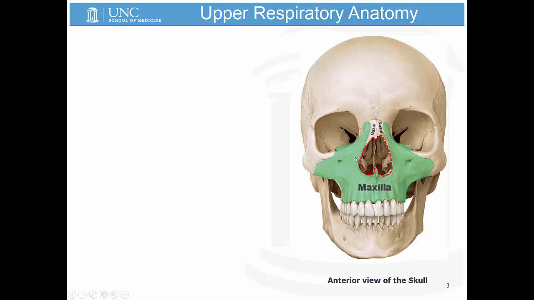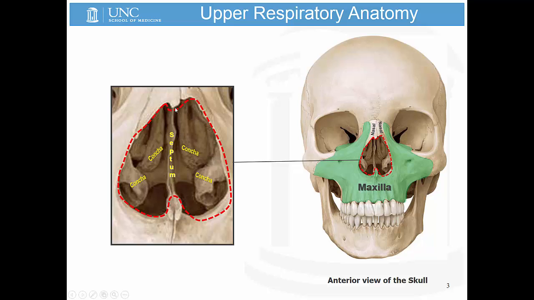If I enlarge this area, we can peer inside the nasal cavity, and one can appreciate the midline, bony nasal septum, and the lateral walls of the nasal cavity, with these bony scroll-like elevations referred to as the bony conchae. We'll talk more about these bony elevations in a few minutes.